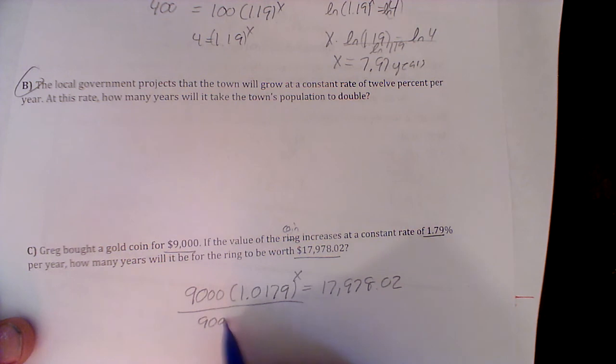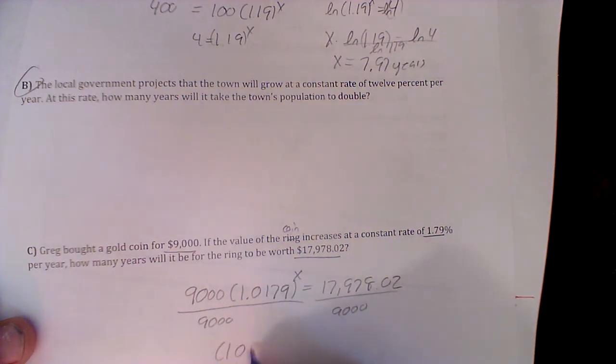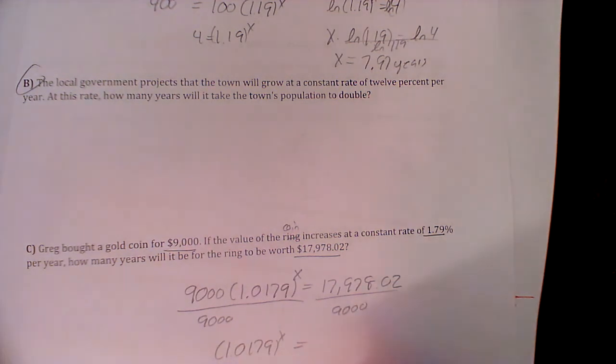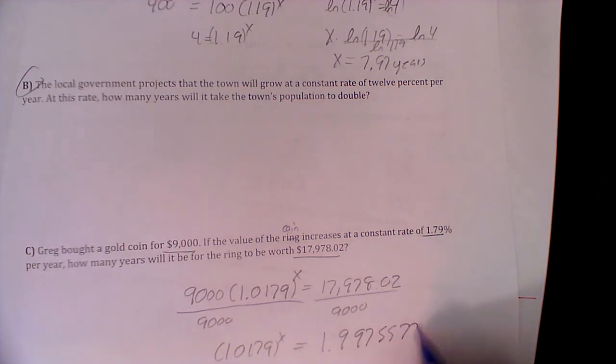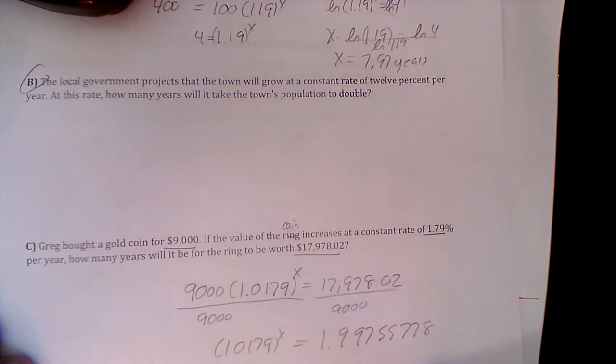We're going to have 9,000 divided by 9,000. We get 1.0179 to the x equals, I'm going to go ahead and estimate this because writing the decimals is about as hard as writing math. 17978.02, doing it on my calculator right now, divided by 9000, and is approximately 1.9975577.8ish. And I'm just doing that because it's just as easy to write as that.